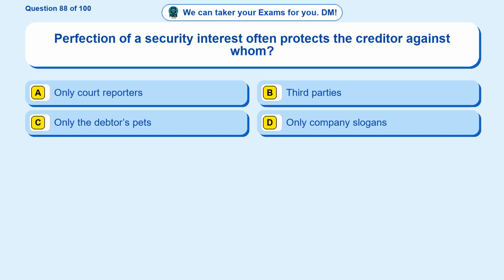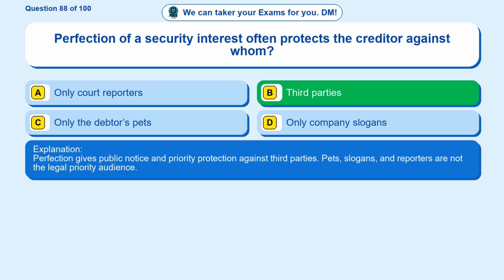Question 88. Perfection of a security interest often protects the creditor against whom? Option A, only court reporters. Option B, third parties. Option C, only the debtor's pets. Option D, only company slogans. The correct answer is option B, third parties. Perfection gives public notice and priority protection against third parties. Pets, slogans, and reporters are not the legal priority audience.